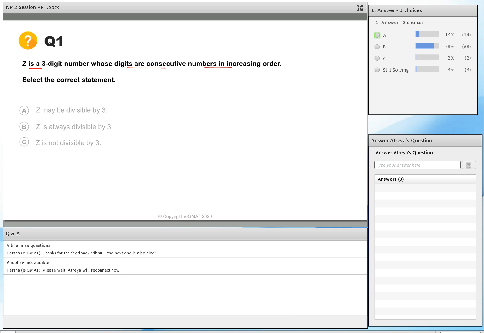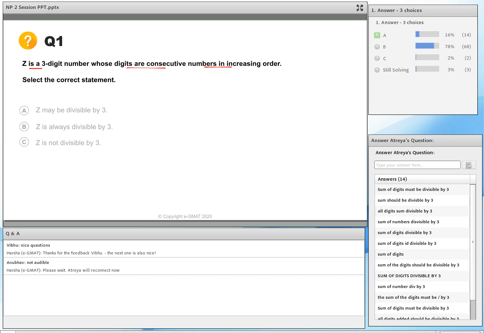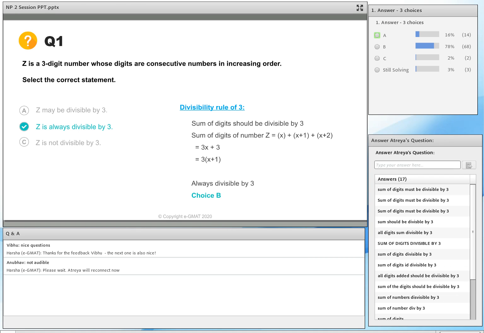Let's quickly get the answers in the short answer poll that you can see on the right of your screen. The sum of the digits is divisible by 3, right? Absolutely correct. So this is something we are trying to find over here.